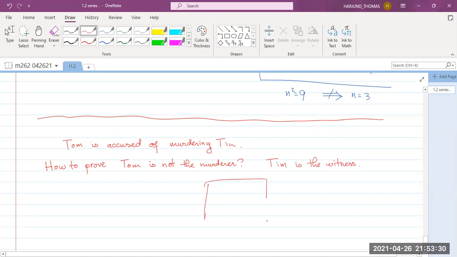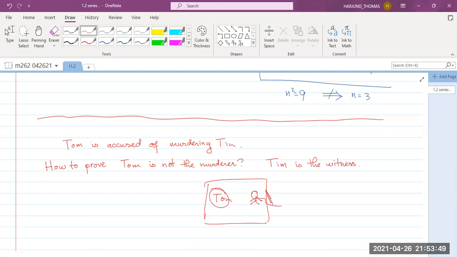Okay, so imagine you are in a court, Thomas is here, okay? And while everybody accuses Thomas as the killer, suddenly Tim shows up. Then all the accusation fails, right? It just falls apart right away. Why? Because you accuse me of killing somebody that's still alive. Does it make sense? So the argument basically is the following: Tom killed Tim. That's why Tim is dead.